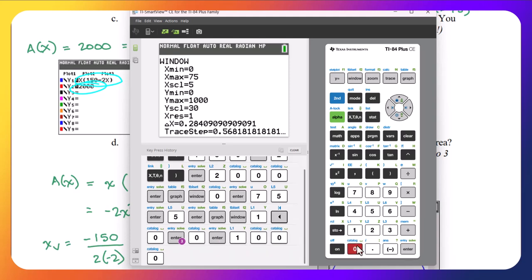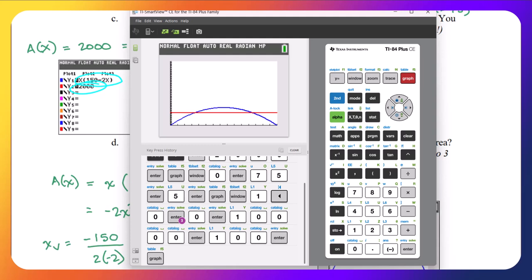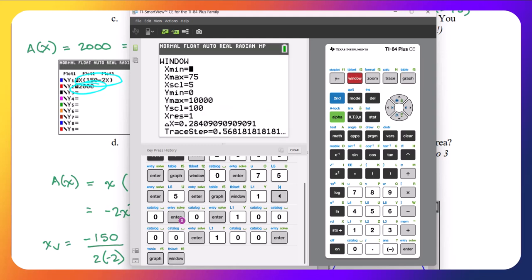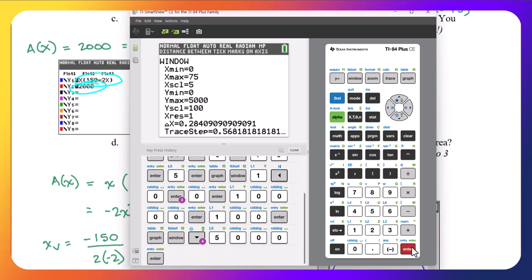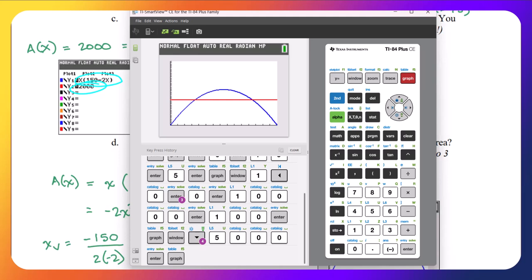Let's see how crazy I was there. Let's have the y scale mark the y-axis at every 100. Graph it now, and I overshot it by double. So let's go back to window, and let's have the y max not be 10,000, but how about 5,000? That seems more reasonable. If I graph it, and there we go.